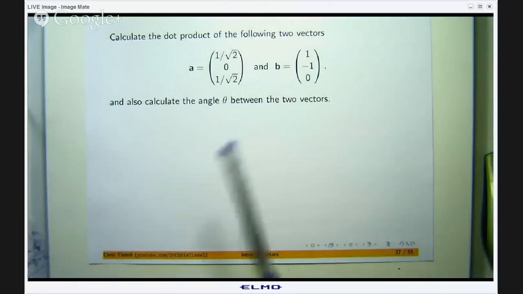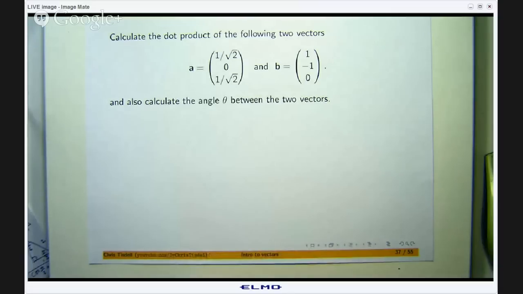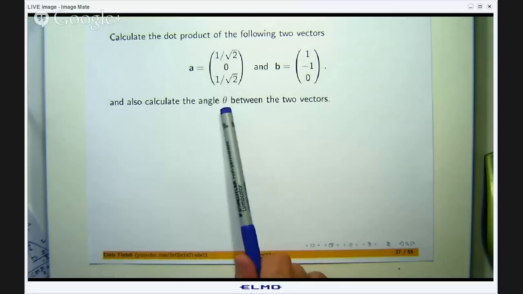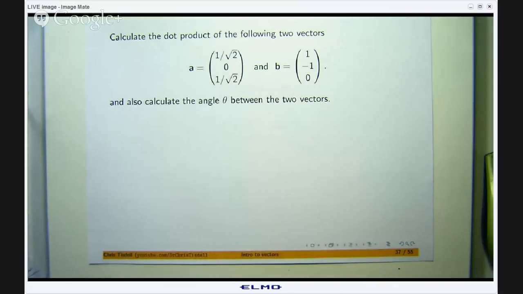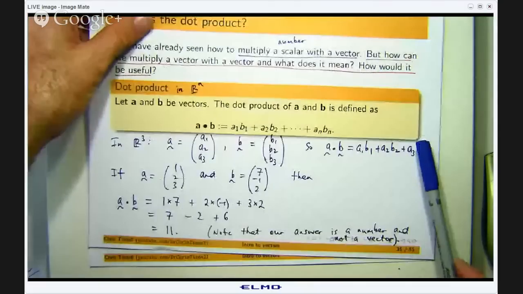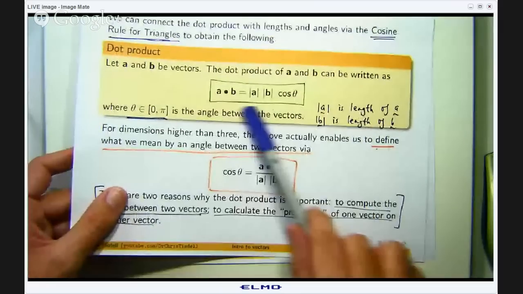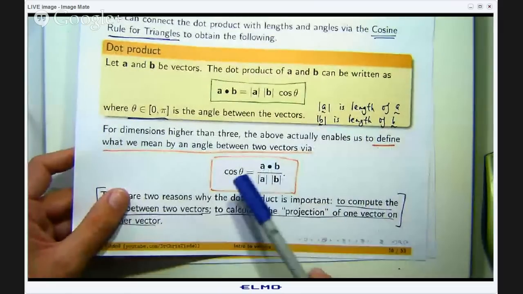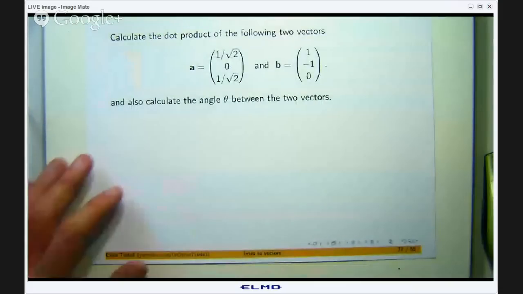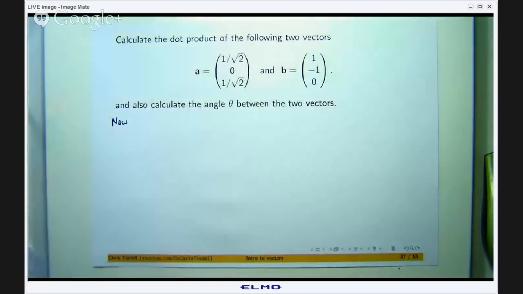Okay, so we've got two vectors in three-dimensional space. We're asked to calculate the dot product of A with B, and we're also asked to calculate the angle theta between the two vectors. First off, I'm just going to use this definition to compute the dot product, and in the second part I'm going to use this relationship here to calculate the angle between the two vectors. Okay, so let's run through it and see what we get.